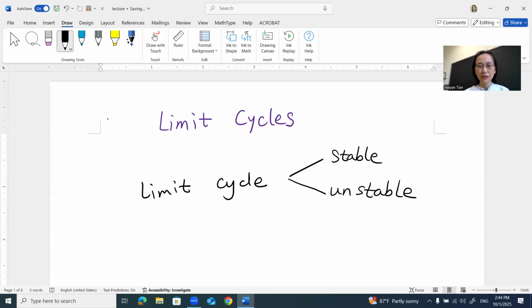A given system of differential equations may not have any limit cycles. So today we will look at some differential equations that have limit cycles, and then discuss stability of the system.